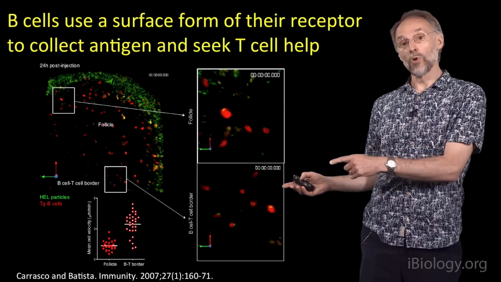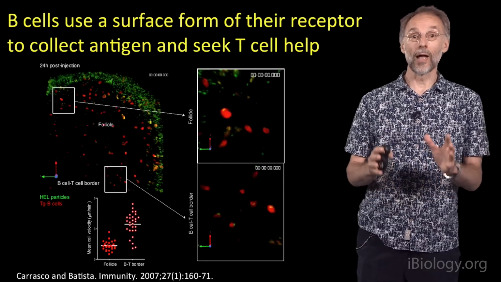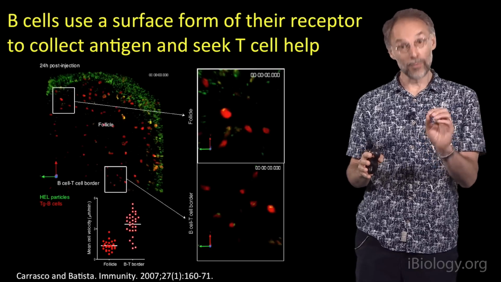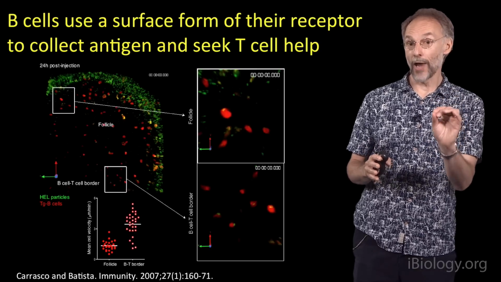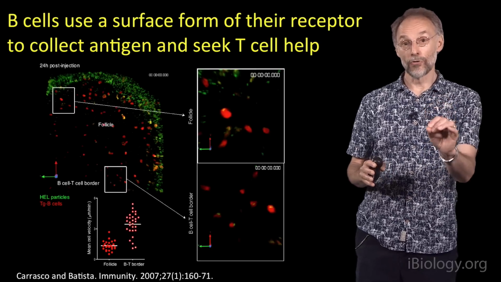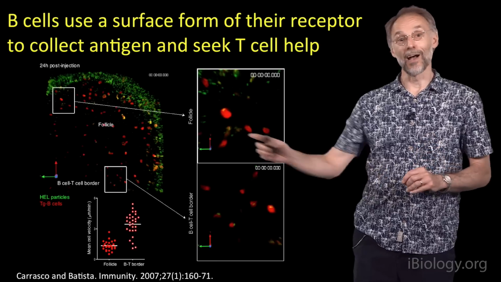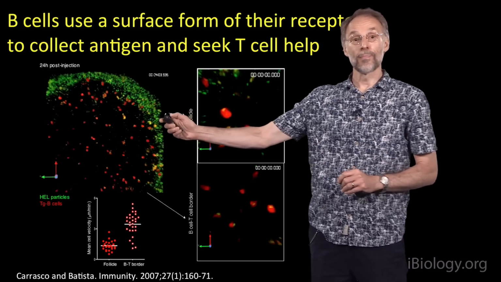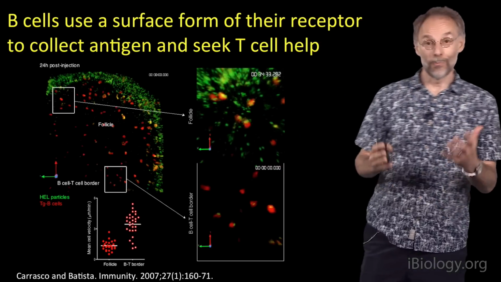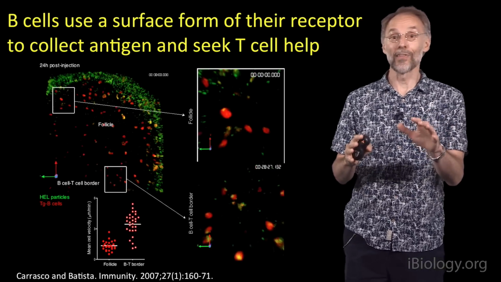This set of movies from Facundo Batista's lab shows how the B cells, which are antigen-specific B cells, the red cells, have a particular antibody on their surface that recognizes the antigen they're using in these experiments, which is green. What you see here is the filter at the outside of the lymph node, which is actually phagocytes, capturing the antigen.